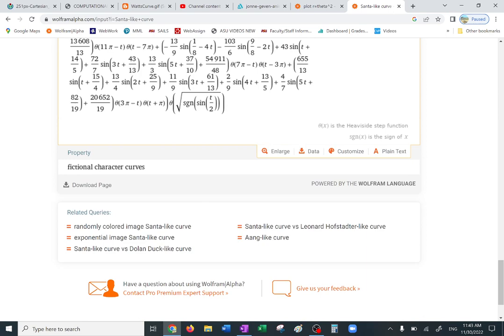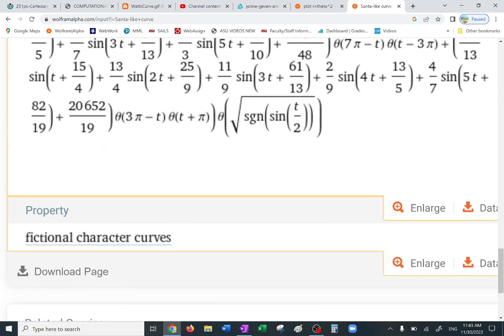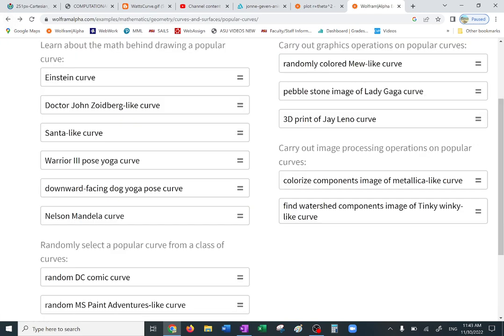What is SGN? So sign. That's a function of sign. There exists a function that defines the sign of the whole thing. So that's what's called SGN. Sign means negative, positive, I mean.